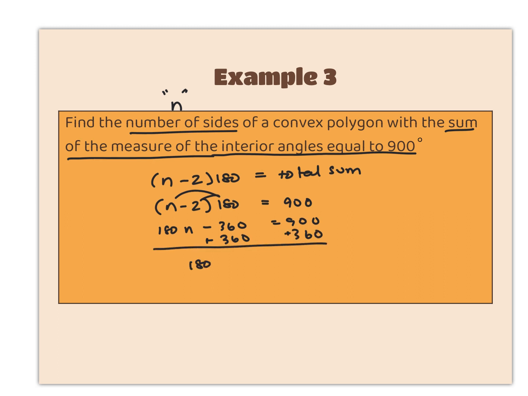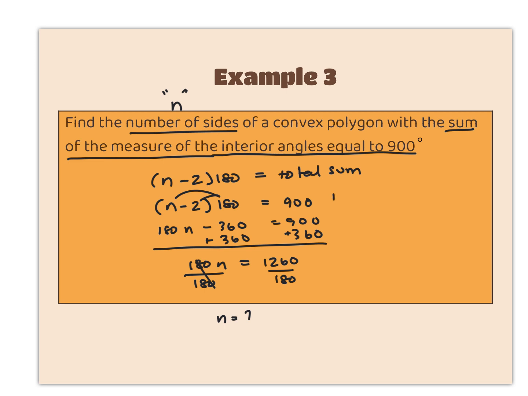I get 180n equals 1260. And if I divide both sides by 180, I'm going to get that n equals 7. Let me make sure that that's true, right? 180 times 7, 0, 56, carry the 5, 1260. Yep, it works, right? Okay, now that was one way.